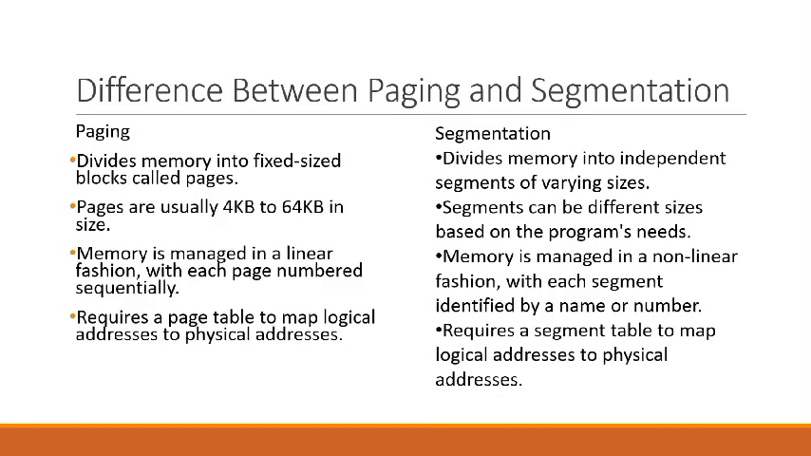Difference between paging and segmentation. Paging divides memory into fixed size blocks called pages. Segmentation divides memory into independent segments of varying sizes. In paging, pages are usually 4 KB to 64 KB in size, while segments can be different sizes based on the program needs. In paging, memory is managed in a linear fashion with each page numbered sequentially, while in segmentation, memory is managed in a non-linear fashion with each segment identified by a name or number. Paging requires a page table to map logical addresses to physical addresses, while segmentation requires a segment table to map logical addresses to physical addresses.